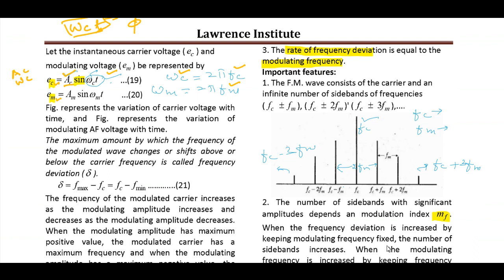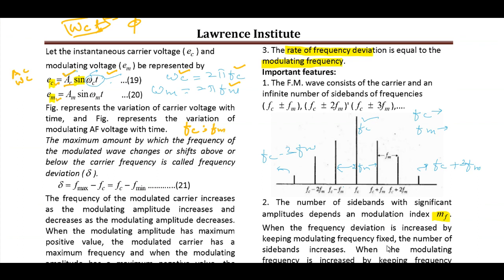Now, the maximum amount by which the frequency of a modulated wave can be shifted above or below the carrier frequency. We can shift the frequency of a carrier wave, that is fc. Fc is the frequency of the carrier wave. You can shift it by an amount. The maximum amount by which you can shift is an integral multiple of this fm. Fm is the frequency of the modulating signal.